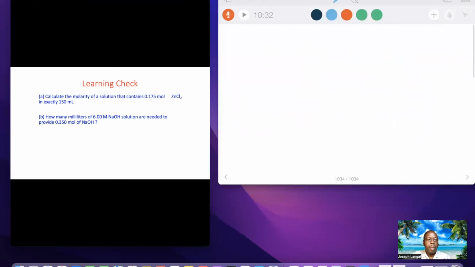Let's see, B: how many milliliters of 6 molar NaOH is needed to provide 0.350 moles of NaOH? So what I'll do is, if you are given that, how many? We are looking for volume.